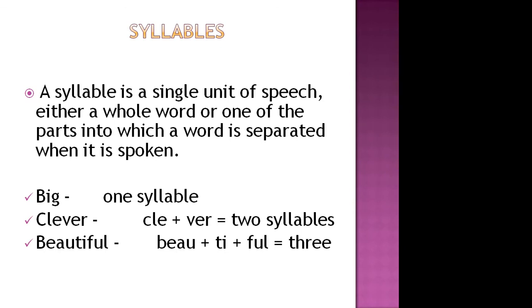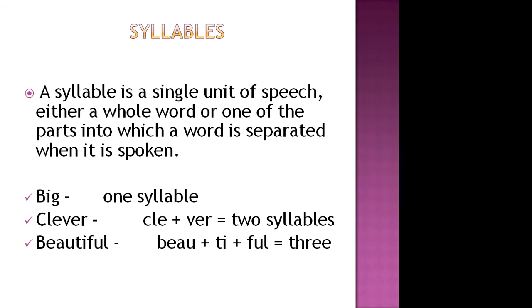So let's see what a syllable is. A syllable is a single unit of speech, either a whole word or one of the parts into which a word is separated when it is spoken. So it is just for speaking children, not writing. Big. We cannot break big into more sounds. So it is one syllable. Clever, two syllables. Beautiful, again three syllables.